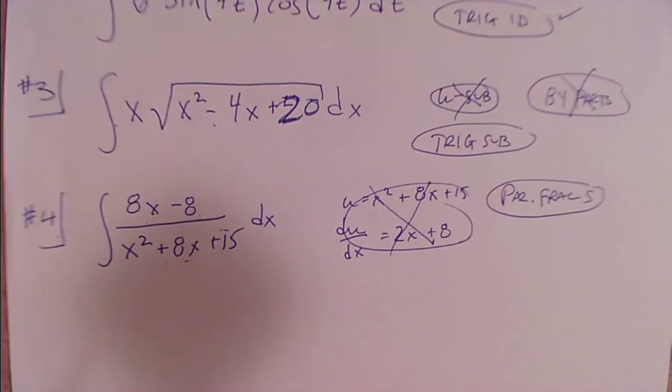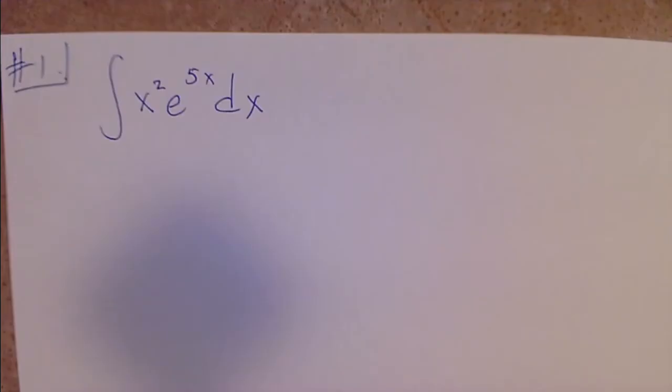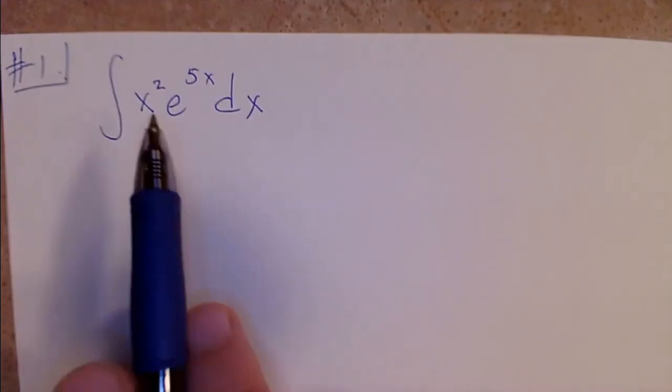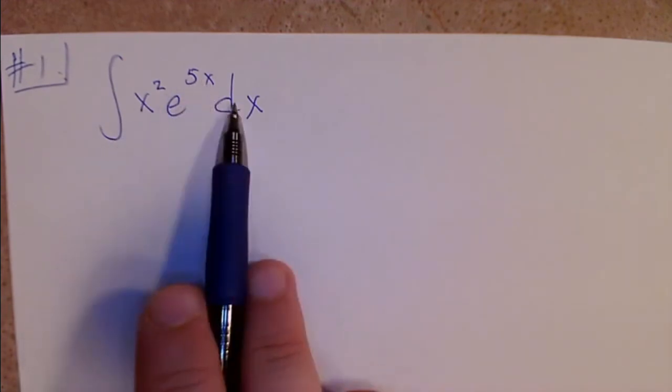All right, so hopefully just this discussion right here helps you figure out maybe some strategies for figuring out integration. Now we're actually going to go through and solve these 4 integrals completely to see how the by parts and the u subs and the trig identities all work here. So here we have number 1. We have the integral of x squared e to the 5x.